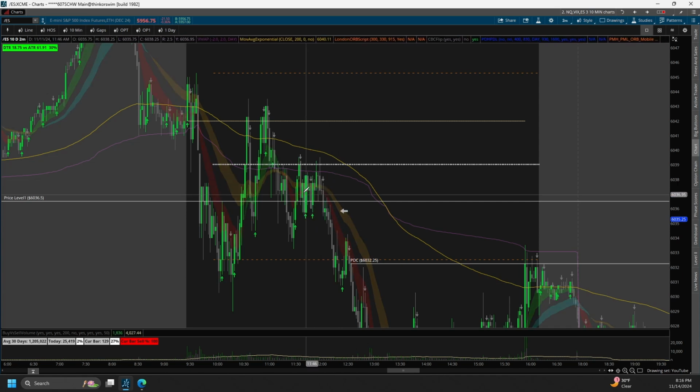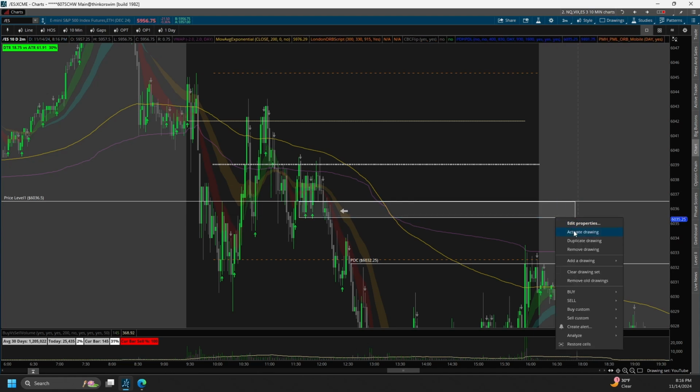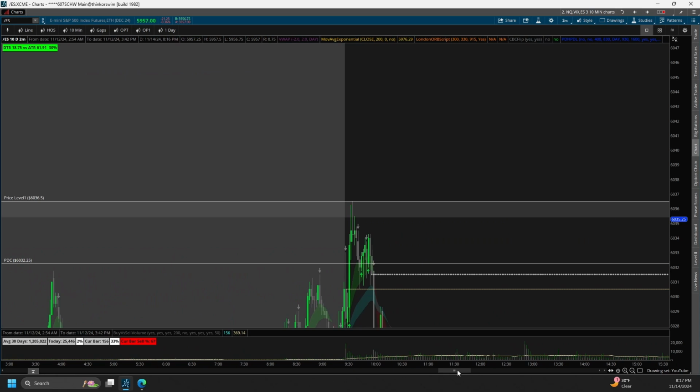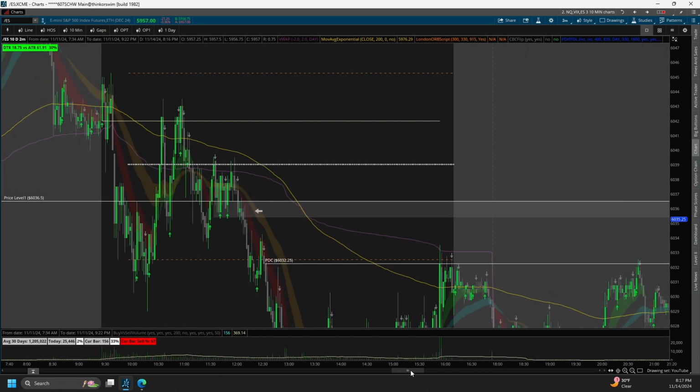So these bulls who failed to hold it never had an opportunity. Let's just extend this over. Look at them, they didn't have an opportunity to get out. Now this is their opportunity to get out, break even.